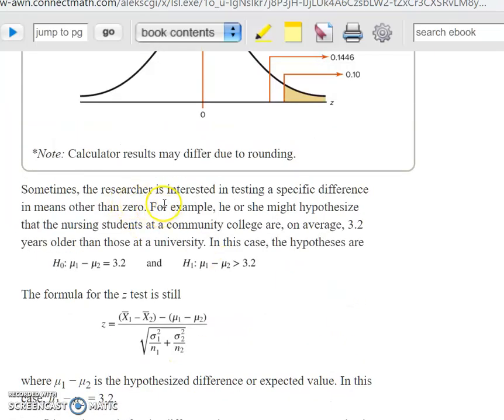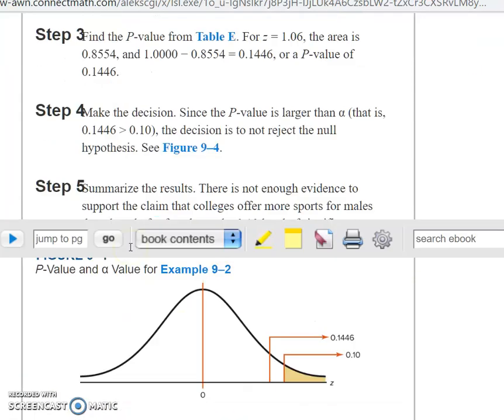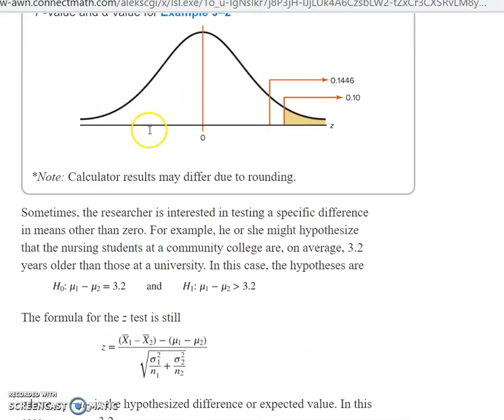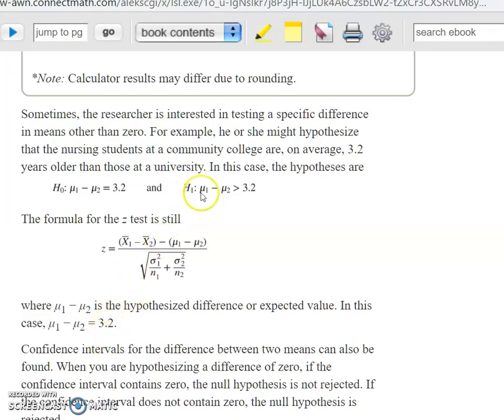Okay, this next little very short topic here is he says that the researcher will sometimes be interested in testing for some sort of a specific difference in the means other than 0. In other words, it's a little bit confusing here. He says in testing a specific difference in means other than 0. What he's saying there is typically we have a null hypothesis that mu1 equals mu2, so the difference in these means is 0. That's the typical scenario for the null hypothesis, but that's not required. We could have a different type of situation. So that's what he's trying to say there.